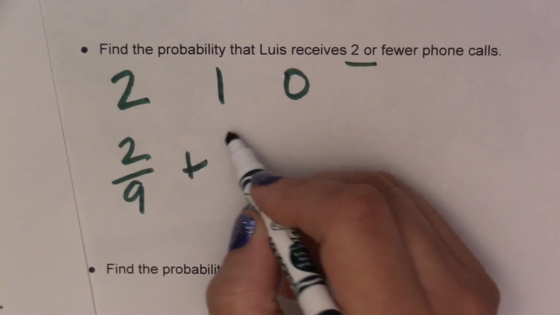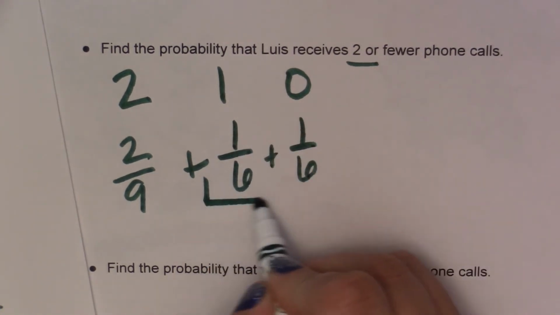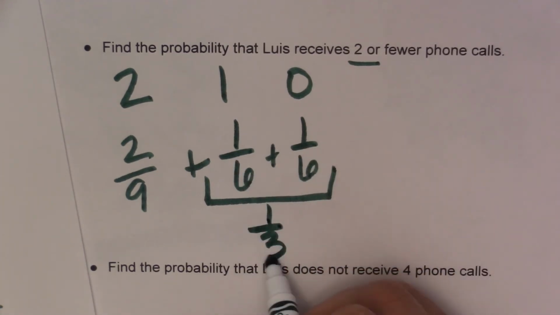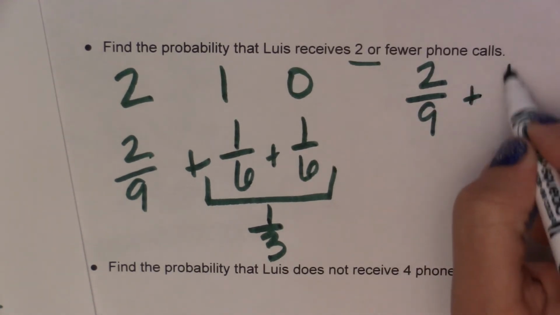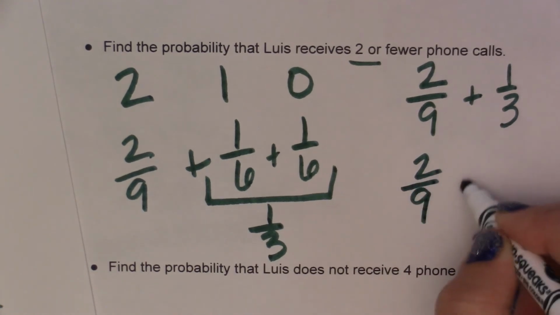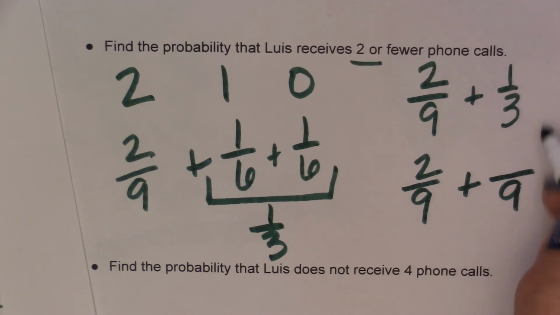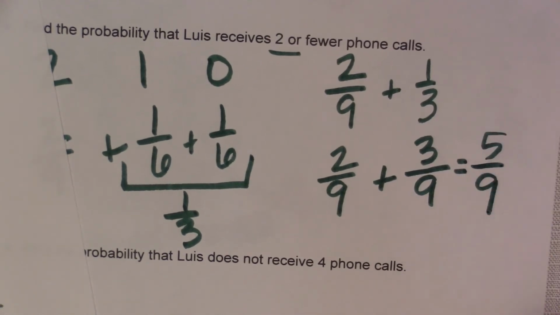So let's write them out singly. So 1/6 plus 1/6. So this part is what we found on the previous problem, and we found that this was equal to 1/3. So now my new problem says 2/9 plus 1/3. So let's rewrite this so it has a denominator of 9. So 3 times 3 is 9. 1 times 3 would be 3. So when we add those together, we get 5/9.